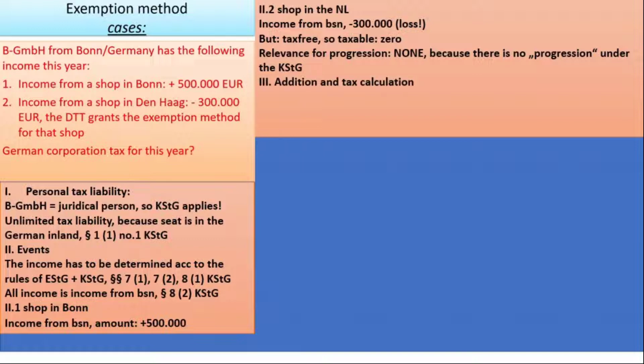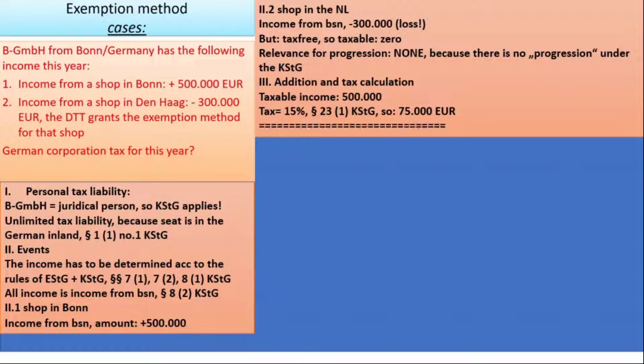So addition and tax calculation is simple. The taxable income is 500,000 only. We have a tax of 15% according to 23.1 KStG. So we end up with 75,000. That's it. Case closed. Everyone happy. And we are ready to deal with the next case in line.